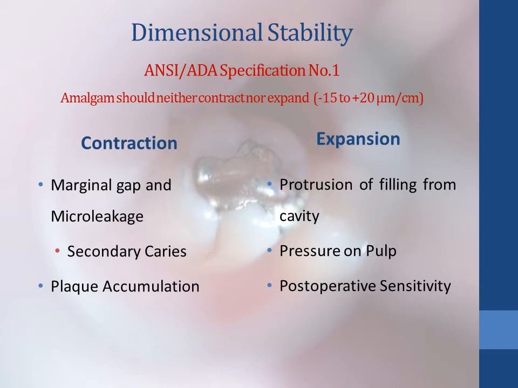If contraction happens, what will result? Marginal gap and microleakage, leading to secondary caries, plaque accumulation, sensitivity, and ultimately failure. And at the same time, if expansion occurs, what will happen? The filling will protrude out from the cavity. This will lead to pressure on the pulp and pain, and also post-operative sensitivity. So basically, your amalgam should neither contract nor expand beyond the given limit.